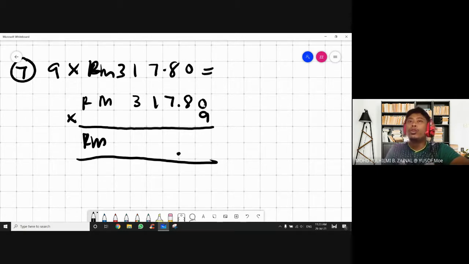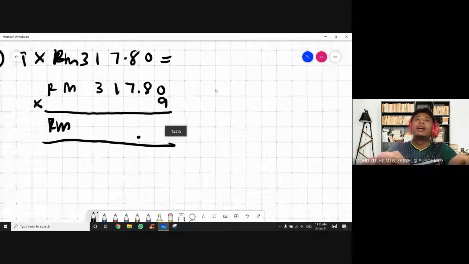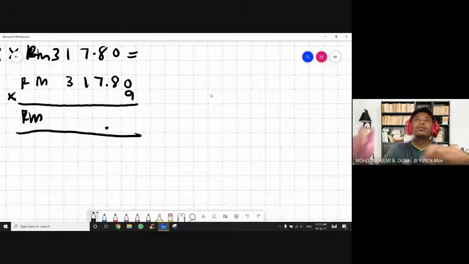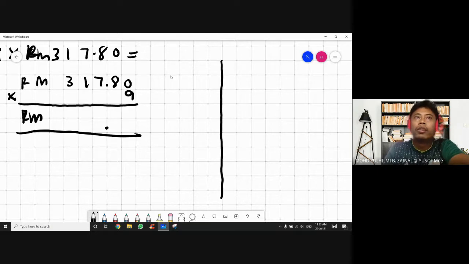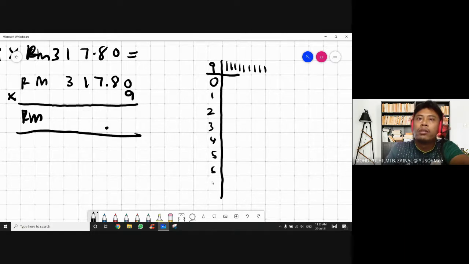Then, what should you do? Then, ingat sifir 9. Buatlah sifir 9. Kalau ingat, bagus. Ini untuk orang yang tak ingat, cikgu buatkan. Tengok sampai nombor apa yang paling besar. The biggest number is 8. So, you have to do until 8. Sifir 9: 0, 1, 2, 3, 4, 5, 6, 7, 8.